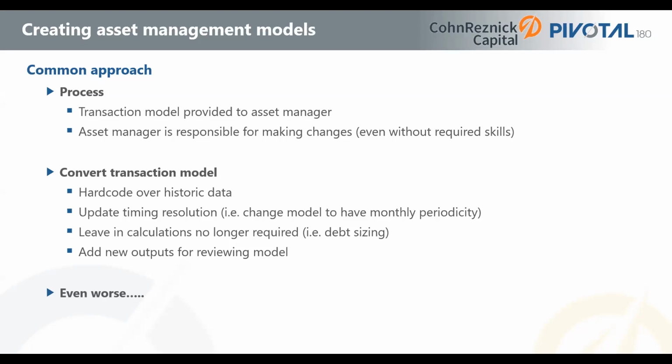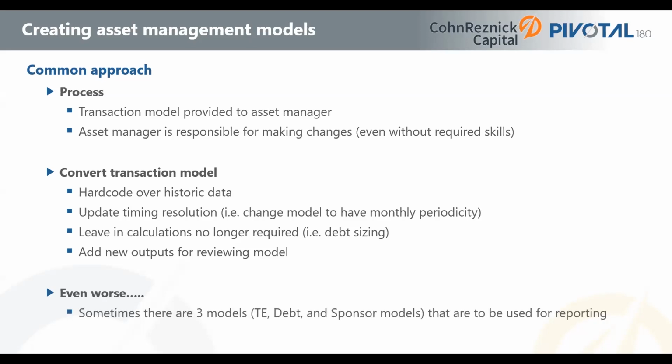And to make things worse, sometimes, at least in US renewables, there are actually 3 models: a tax equity model, a debt model, and a sponsor model, that are all used for reporting for different purposes. For tax equity, to review the flip date; for sponsors, for the same thing, or to look at refinancing; and for debt, to monitor the covenants. And one of the problems, I've seen this before in US renewables, is the models don't even reconcile to each other. So they're giving different results, which is a very scary thought.